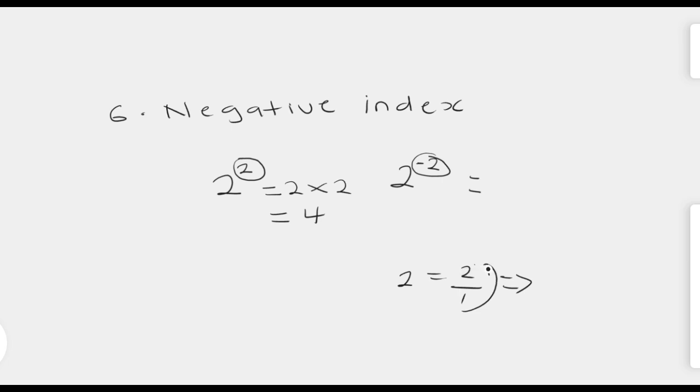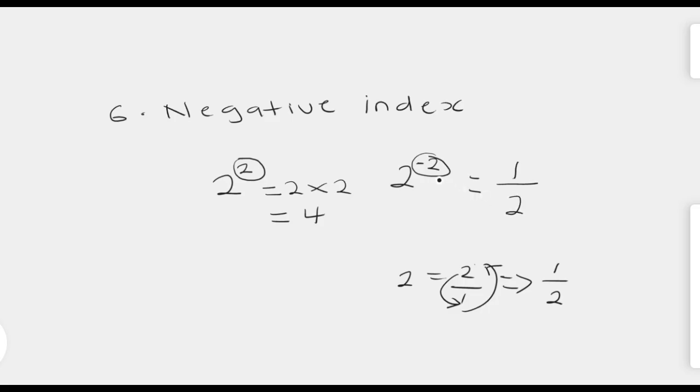This one will go up and this one will come down, right? So it will become 1 over 2. That is the reciprocal, flipping it, right? So remember, there's a power attached to it. So 2 raised to the power minus 2 is simply this sign now, flip it, because that's a negative index. It will now be 1 over 2.